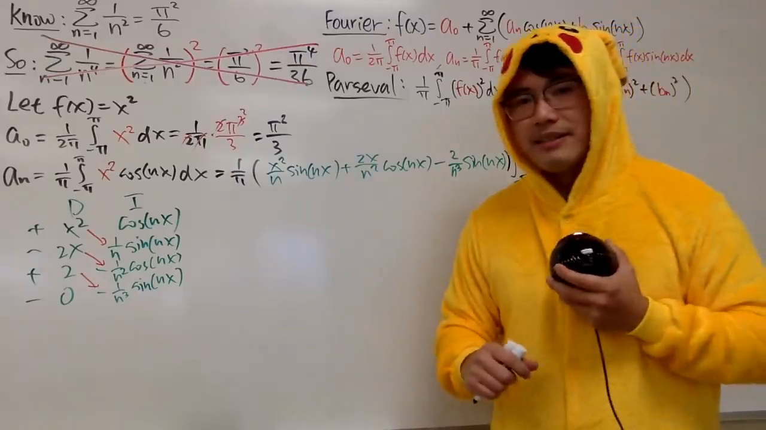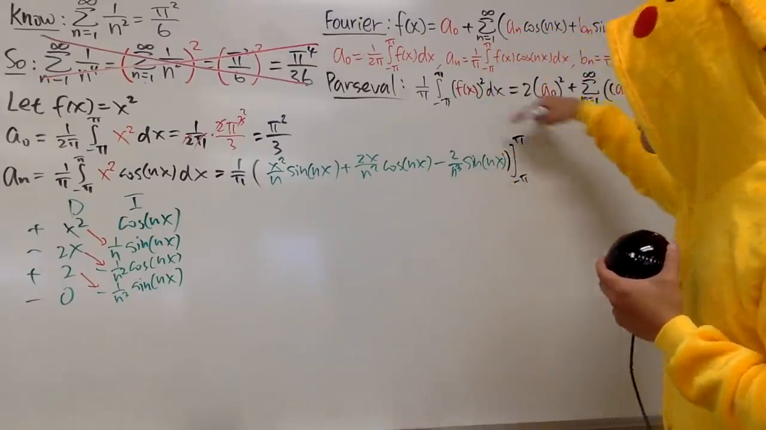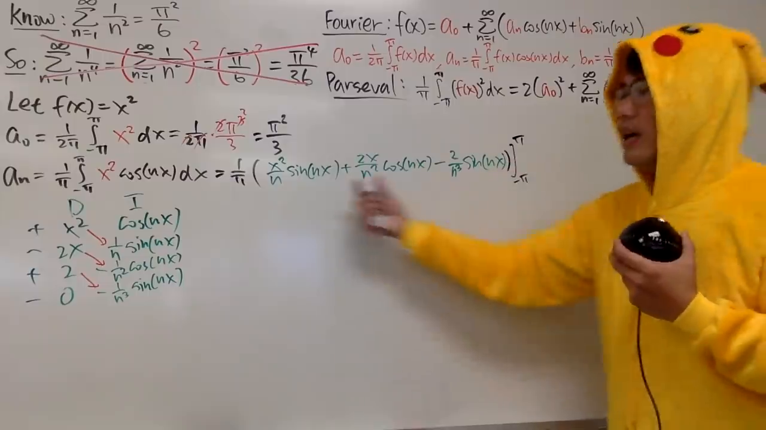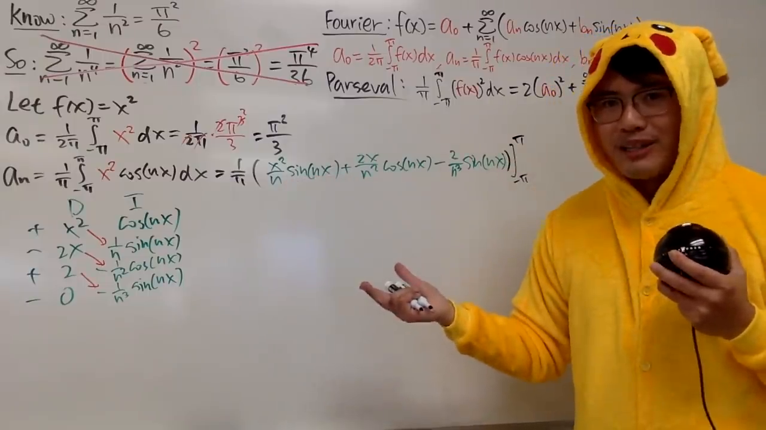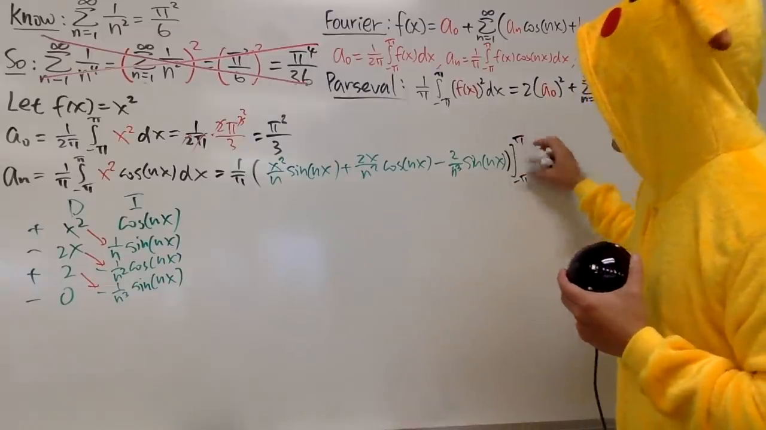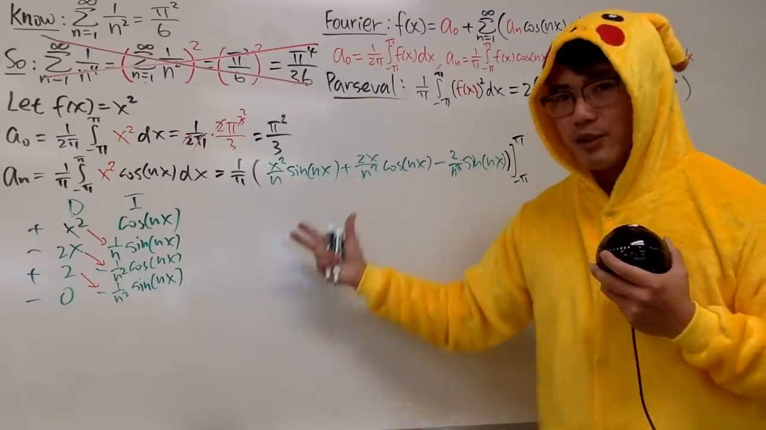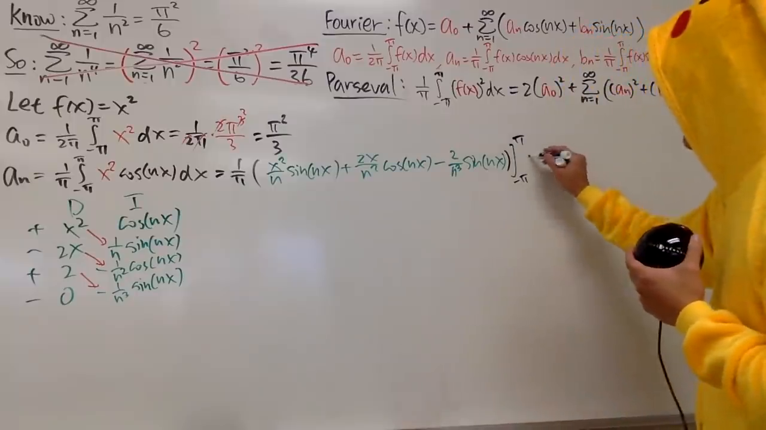And in fact, this is not that bad at all. Because when we plug in pi here and also pi here, sine of n pi or sine of negative n pi, they are just 0 anyway, right? So when we do this and that into here and here, they are just always going to be 0. The only thing we have to look at is the following.